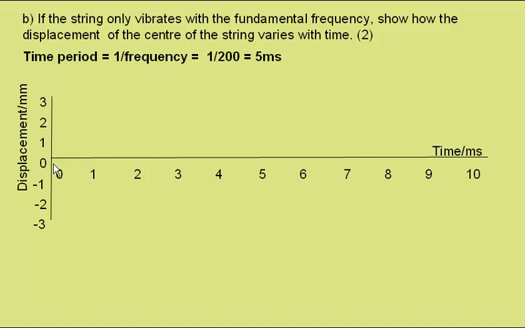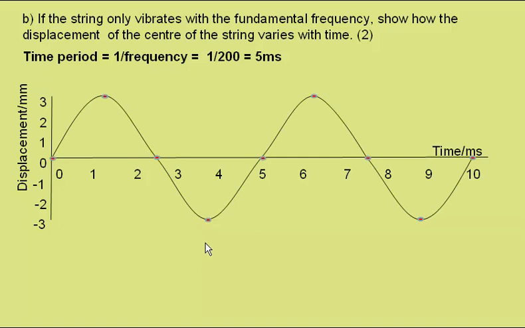So starting here at 0, we know that at 5 milliseconds we'll be back to this point, so at 2.5 milliseconds we'll also be at the center point. At 1.25 milliseconds we have a peak, and 3.75 milliseconds a trough. 6.25 milliseconds another peak, 7.5 milliseconds will be on the center line, 8.75 milliseconds a trough, and 10 milliseconds back to the start point. It's then easy to add the line.